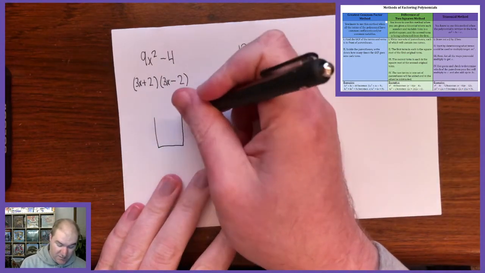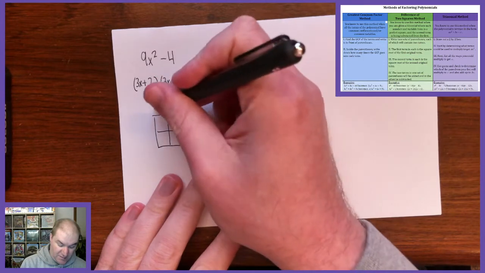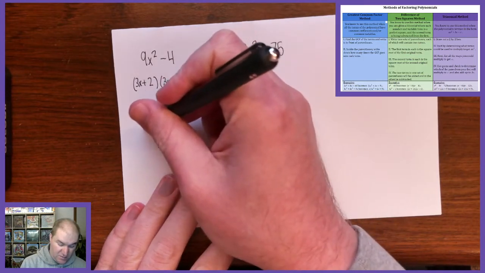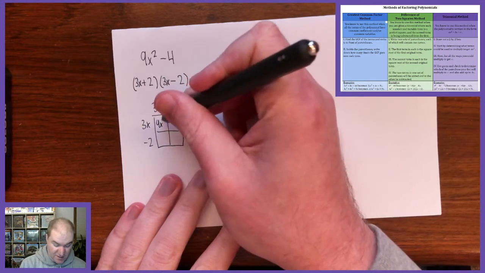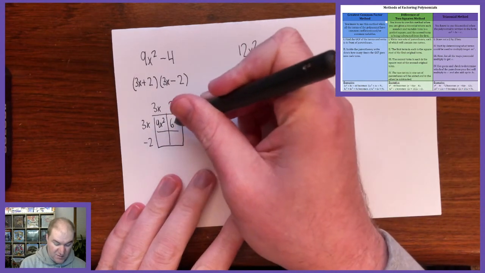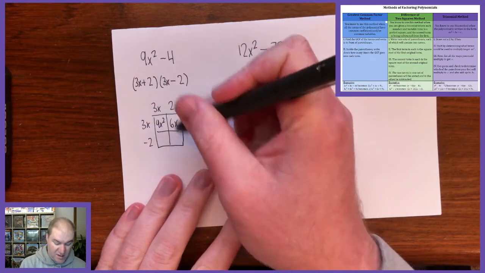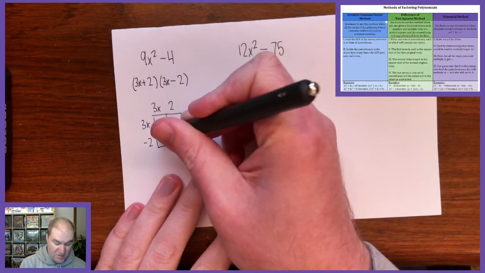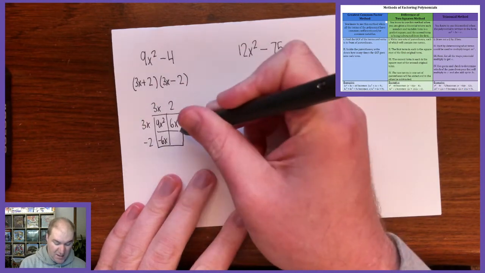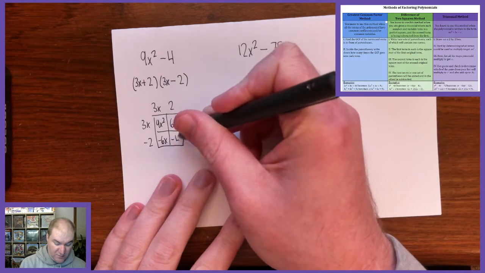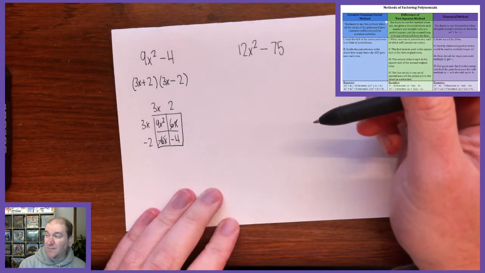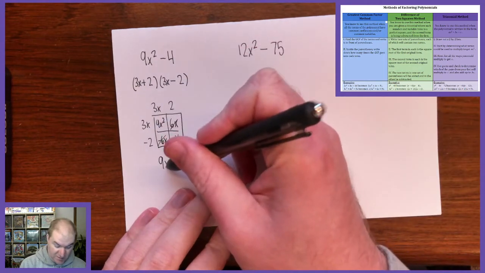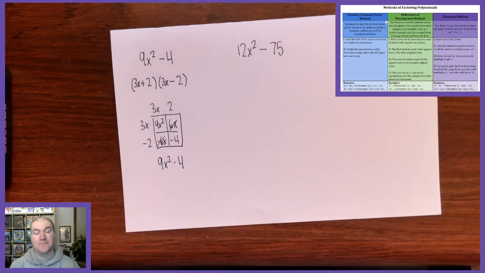I can check to see if I'm right by doing the box method on this. 3x plus 2 and 3x minus 2. 3x times 3x is 9x squared. 3x times 2 is 6x. 3x times 2 is 6x. 3x times negative 2 is negative 6x. And negative 2 times 2 is negative 4. These two terms will cancel because they're like terms and they're opposites. And you end up with 9x squared minus 4.